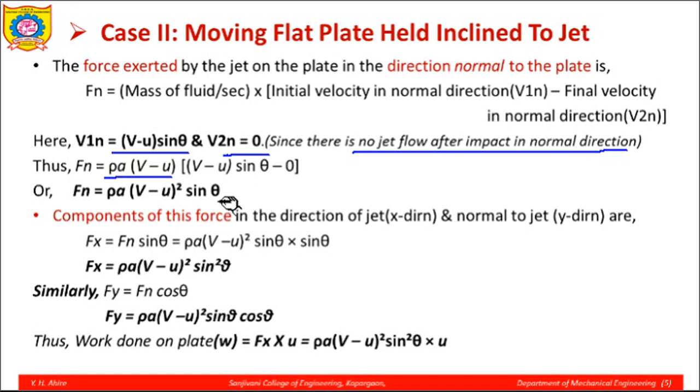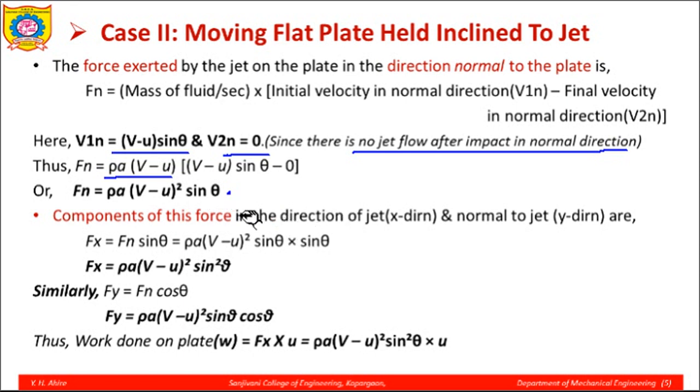Thus the formula of the normal force exerted by the jet on a moving inclined plate, Fn, is equal to rho a (V minus u) bracket square sin theta. Simple. If you remember our case of the impact of a jet on a stationary inclined plate, the formula was rho a V square sin theta. For a moving inclined plate, the formula is rho a (V minus u) bracket square sin theta.